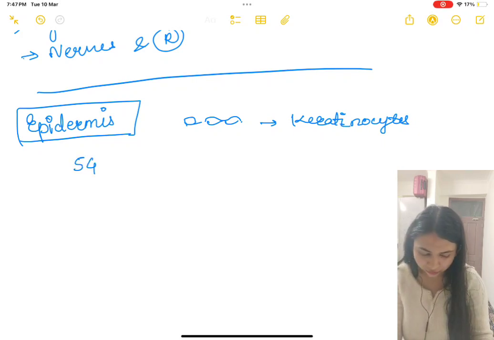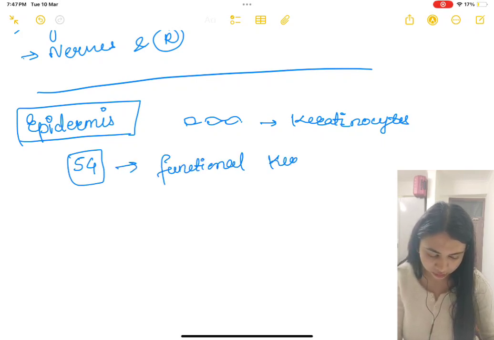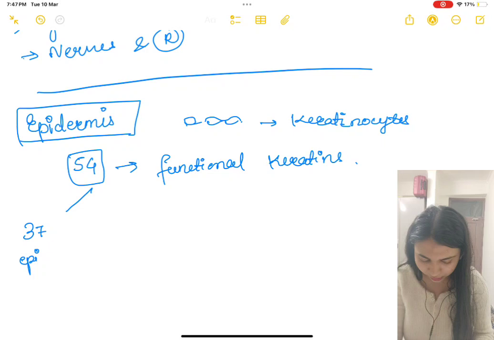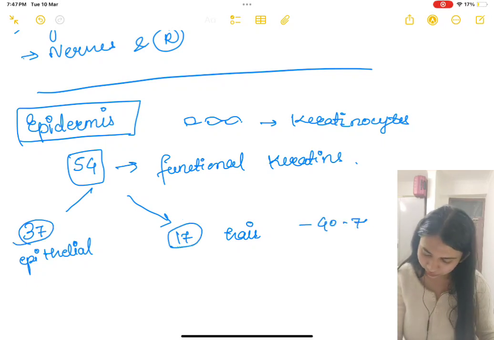Now there are 54 functional keratins. Of these 54 functional keratins, we have 37 epithelial keratins and 17 hair keratins. These are approximately 40 to 70 kilodalton.